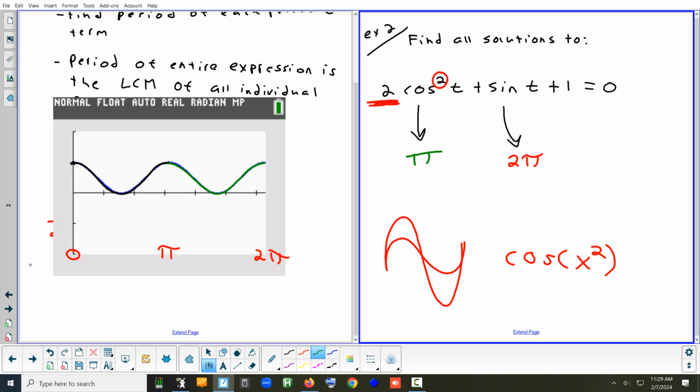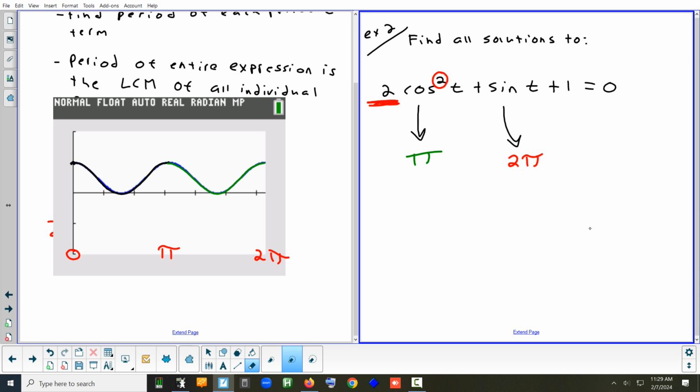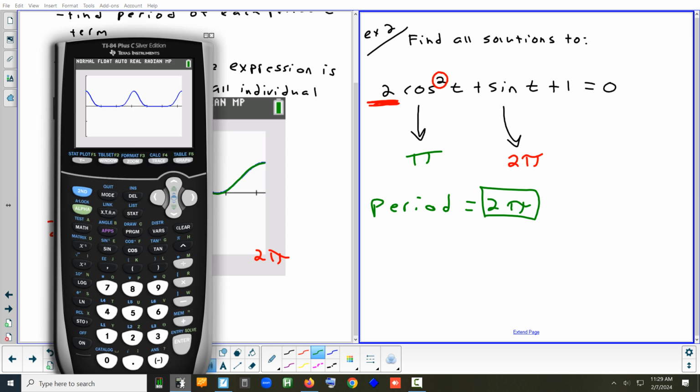All right, so we've got a cycle length of pi for cosine squared. We've got a cycle length of 2 pi for sine. What is the least common multiple of pi and 2 pi? Yeah? 2 pi. So now we know what to put on the answer to represent all solutions. Plus 2 pi n.